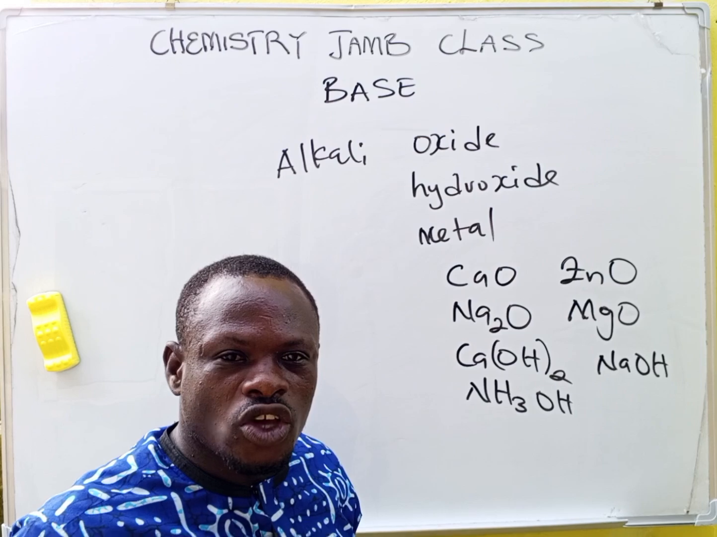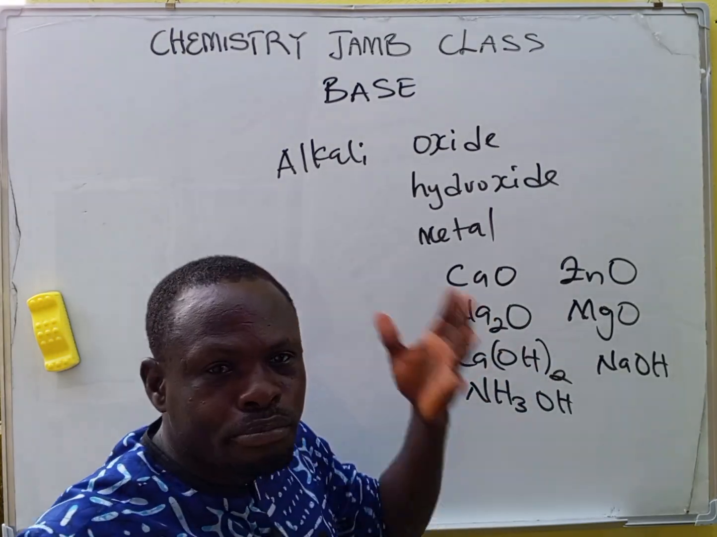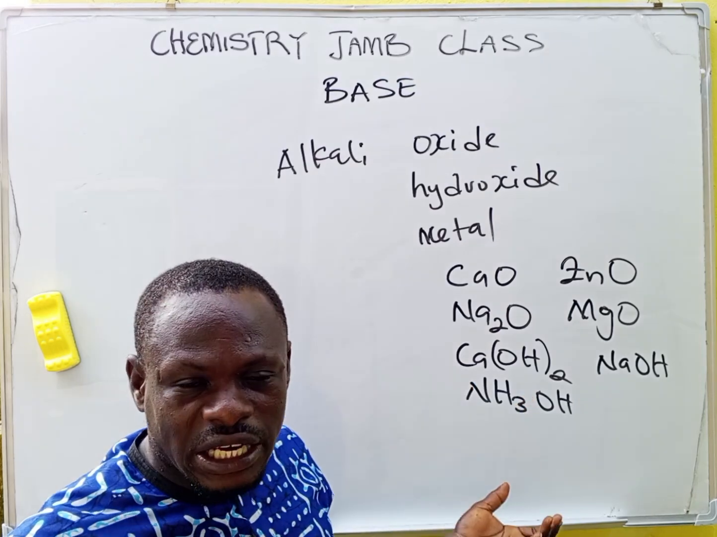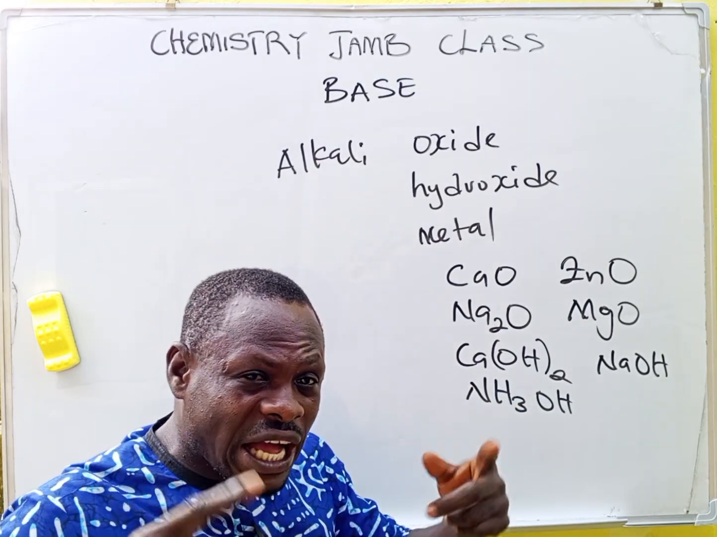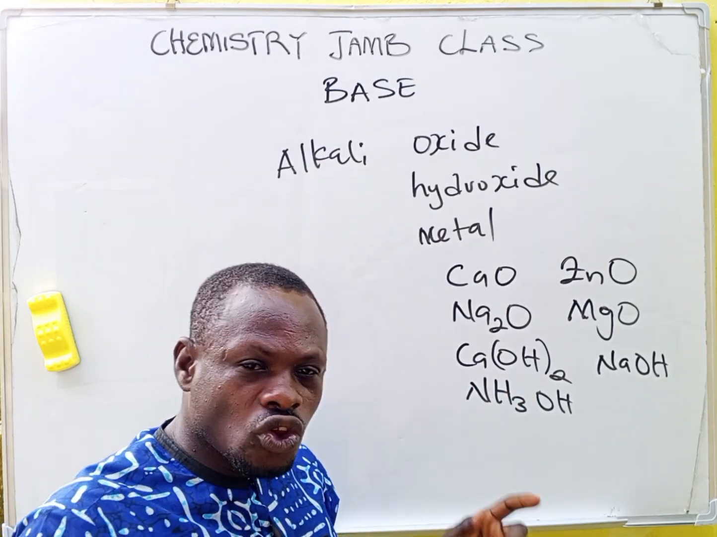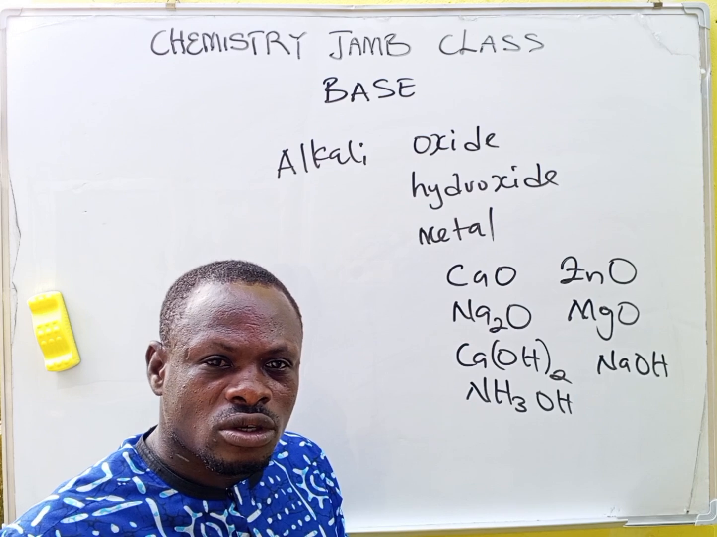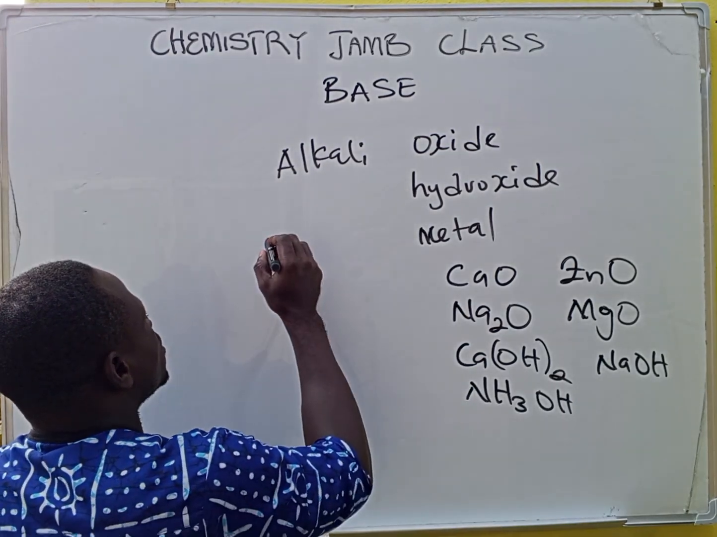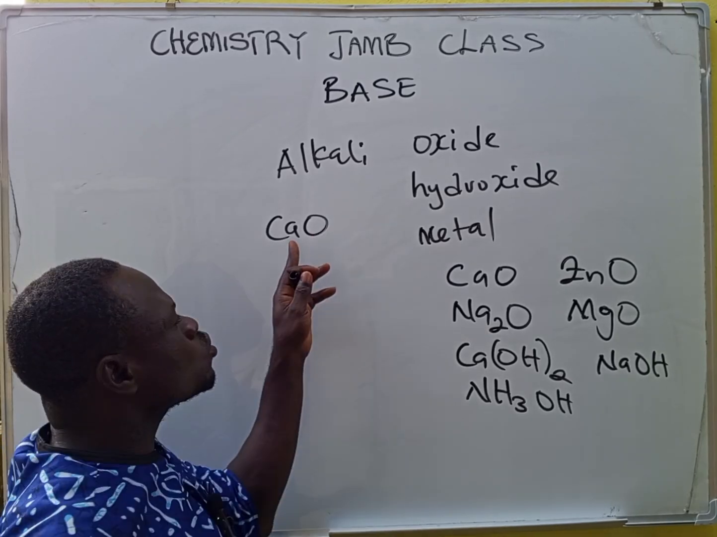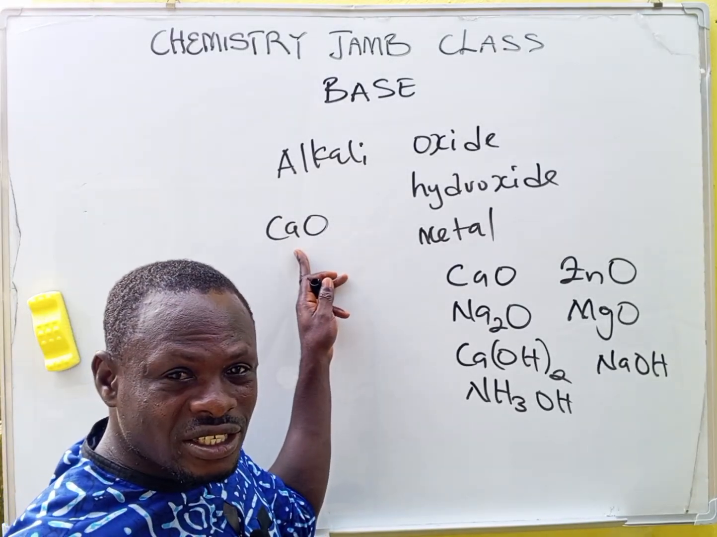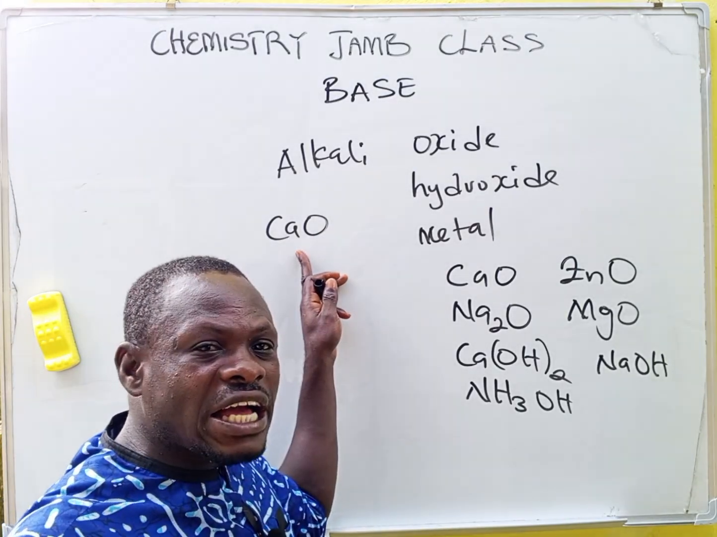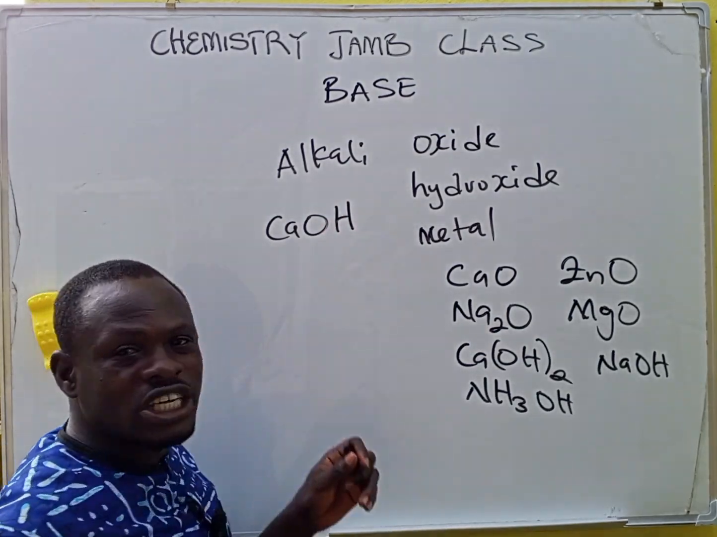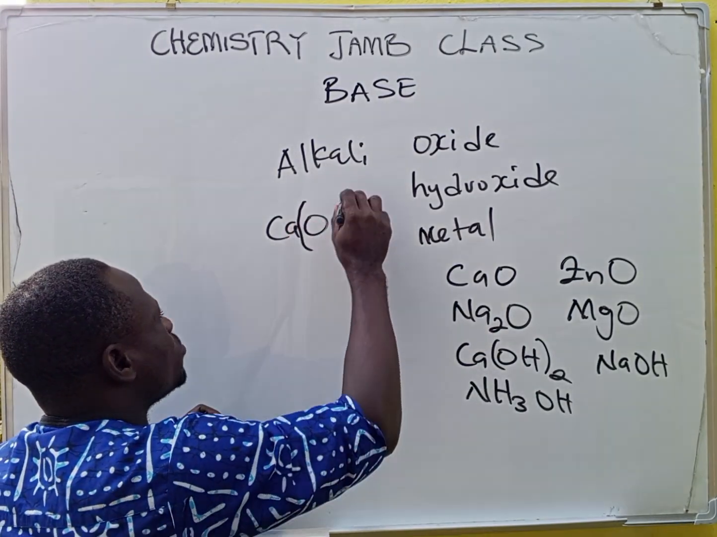Is an alkali. So all alkalis are bases, but not all bases are alkalis. Remember, all alkalis are bases. Not all bases are alkalis. For instance, Ca(OH)2. This one is not an alkali, because we have said that an alkali must be a basic hydroxide. So we need to add OH here. But then the formula will be 2.